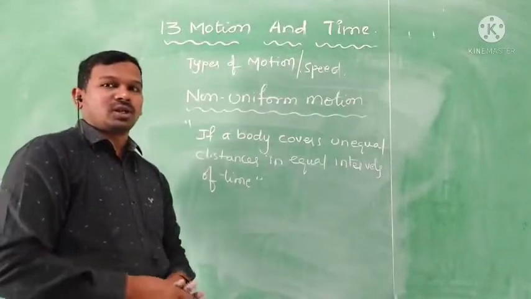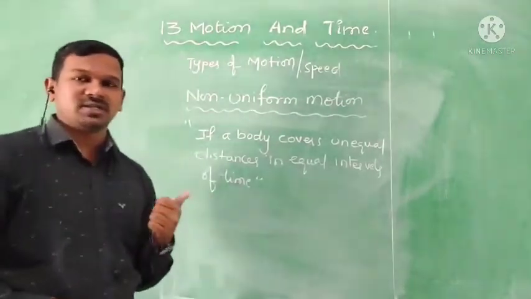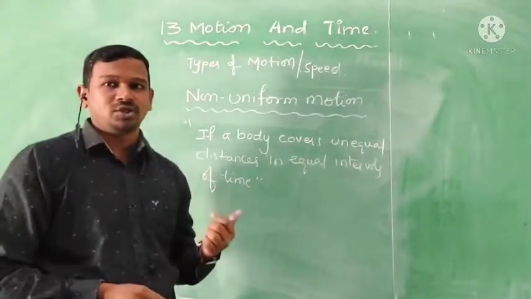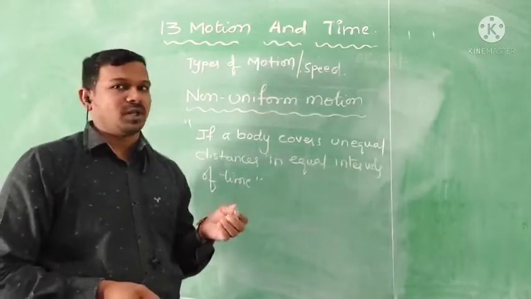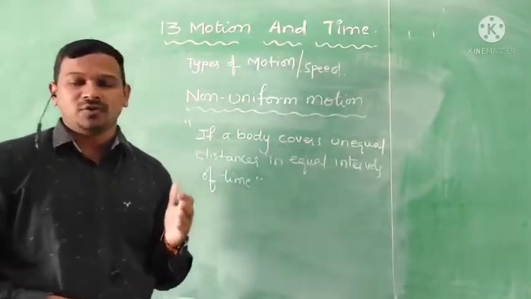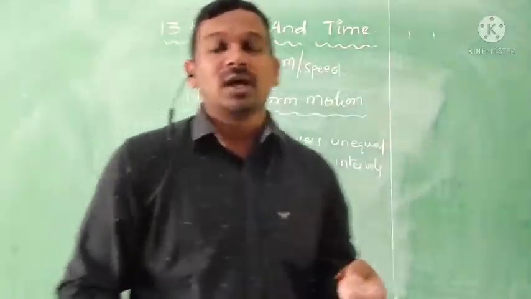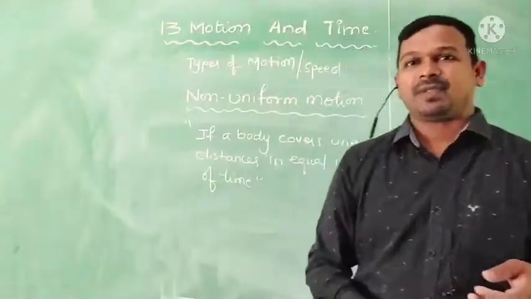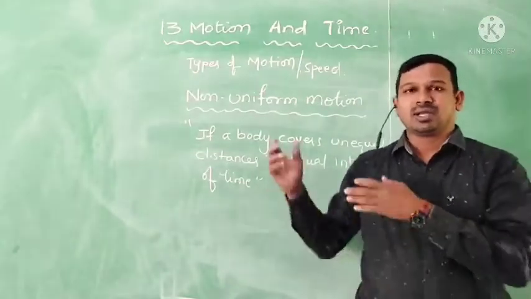So I hope you got the clarity about uniform motion and non-uniform motion. If the body is covering equal distances in equal intervals of time, that is said to be uniform motion. If the body is covering unequal distances in equal intervals of time, the type of motion we can call non-uniform motion. Now in the next session we are going to discuss the measurement of time. I hope you got the clarity about this concept.